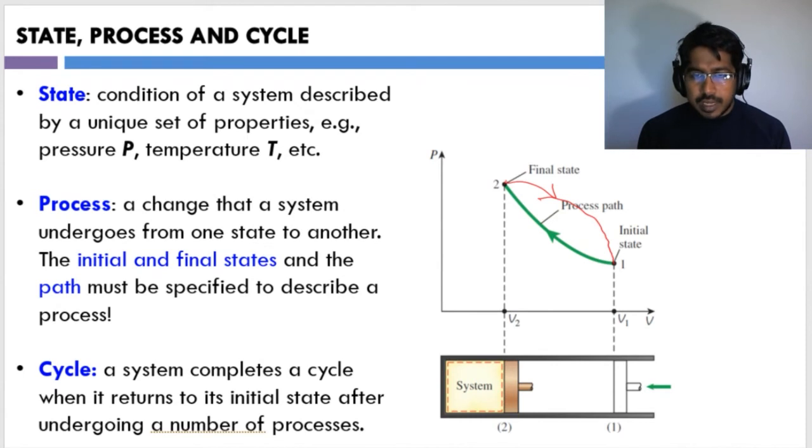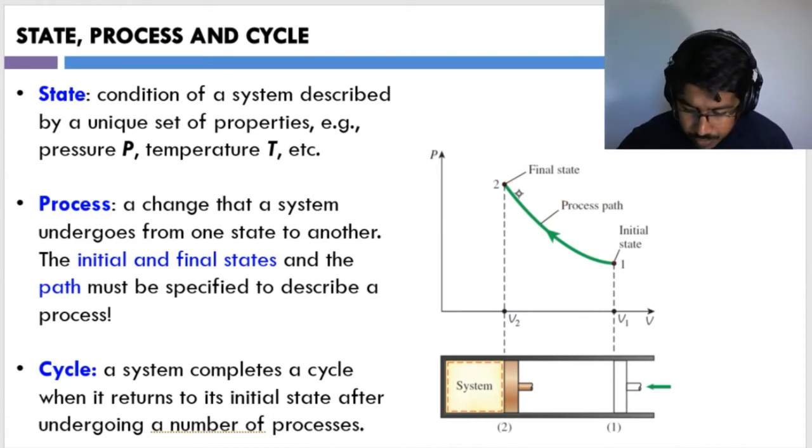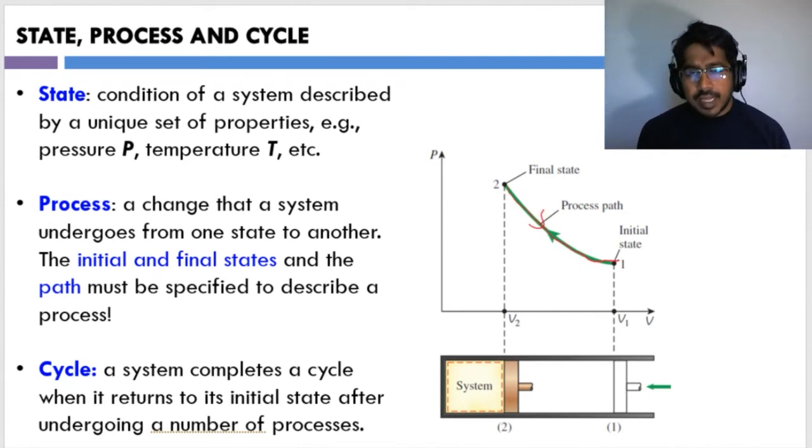Perfect. We can call this a cycle because the definition requires us to come back to the original or initial state, right? Once the system reaches the initial state, then we can call it a cycle. So if I draw the same process coming back like this, can we call this a cycle?